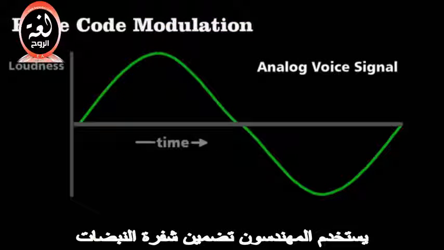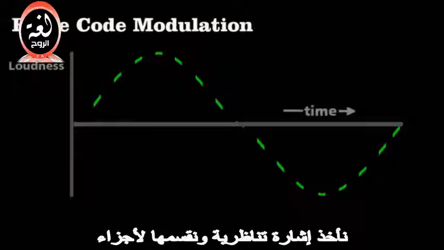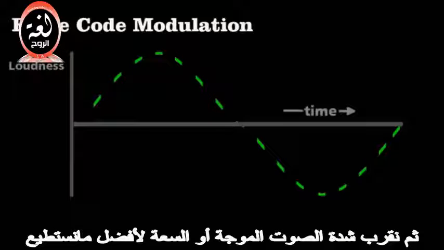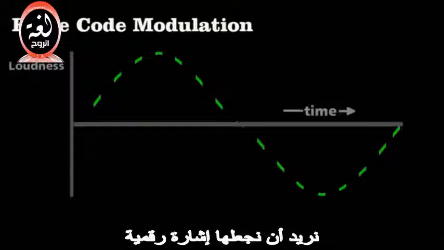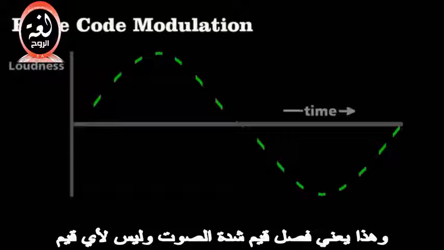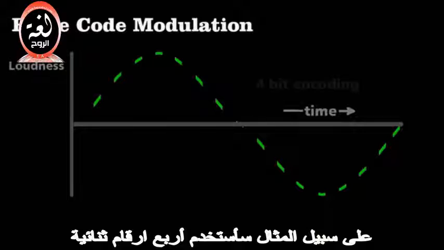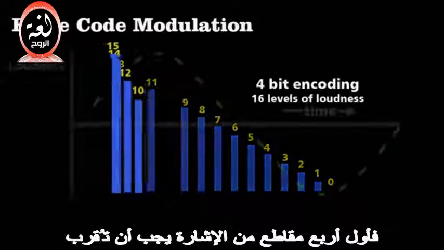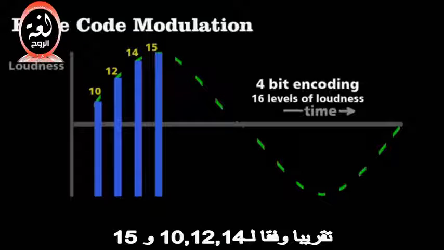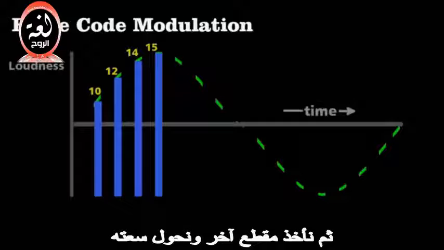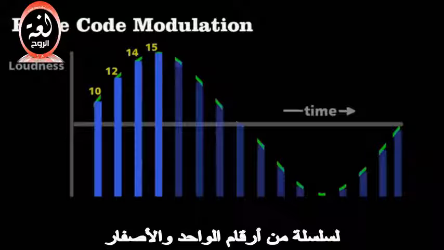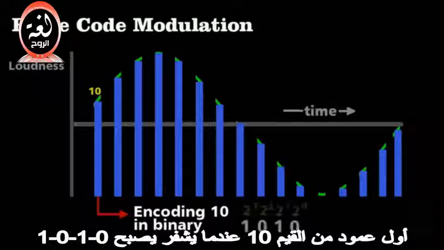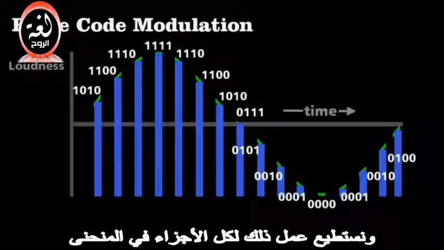We take an analog signal and cut it up into sections and then approximate the wave's loudness or amplitude as best we can. We want to make this a digital signal, which means discrete values of loudness and not just any value. For example, I'll use 4 bits, which means I have 16 possible values for the loudness. So the first 4 sections of the signal could be approximated by about 10, 12, 14, and 15. We then take each section and convert its amplitude to a series of ones and zeros. The first bar of value 10, when encoded, becomes 1, 0, 1, 0. We can do this for each section of the curve.